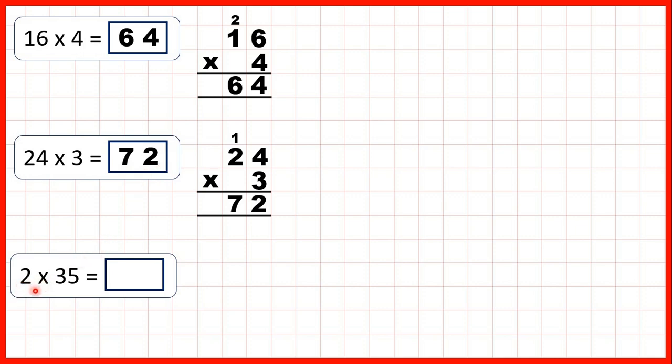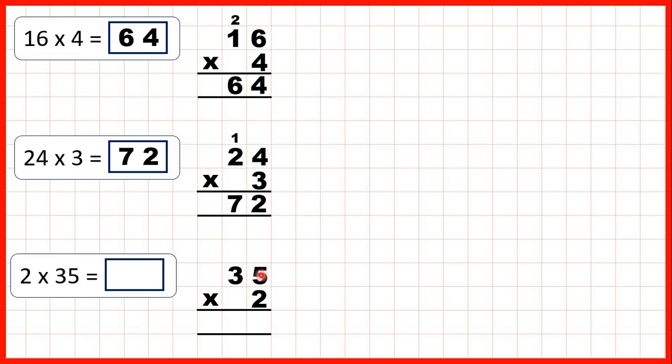Finally, we have 2 times 35. Now remember, with multiplication, order doesn't matter, so we set the question out in the same way, with our two-digit number on top, even though for this question, the two-digit number is the second number.